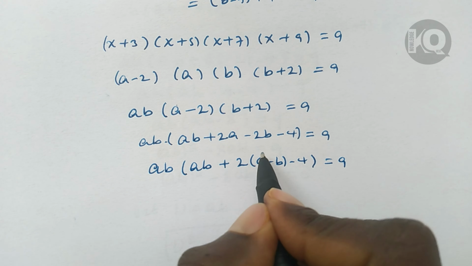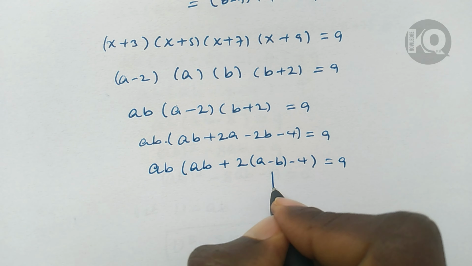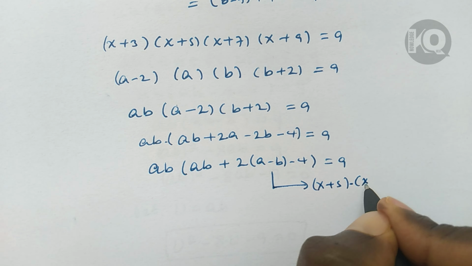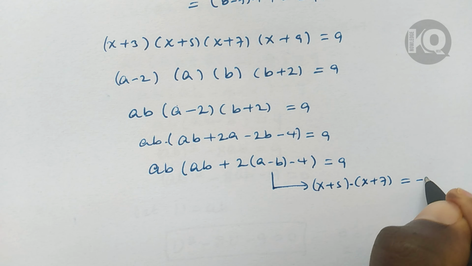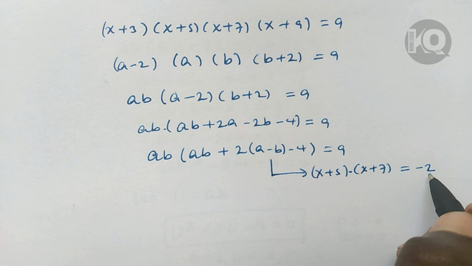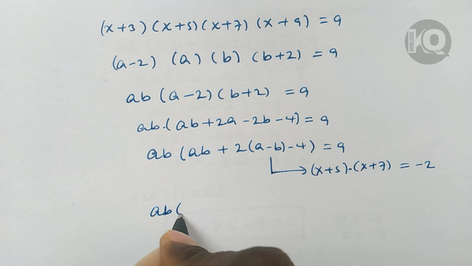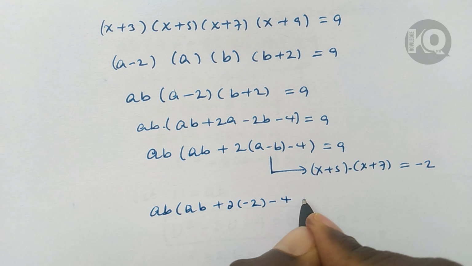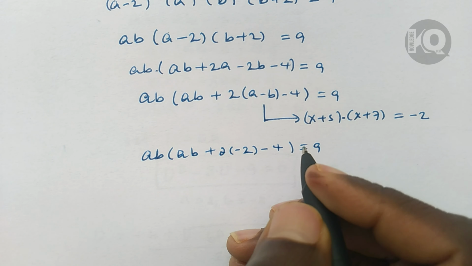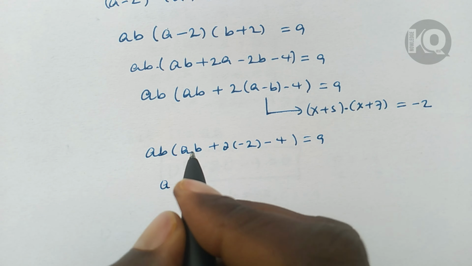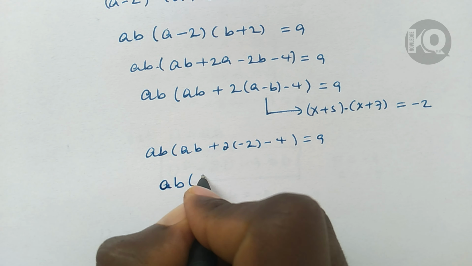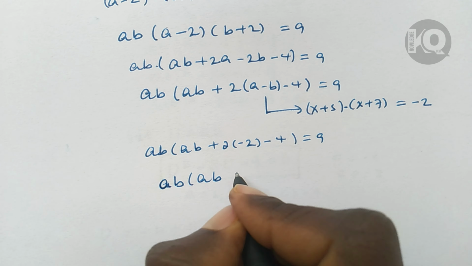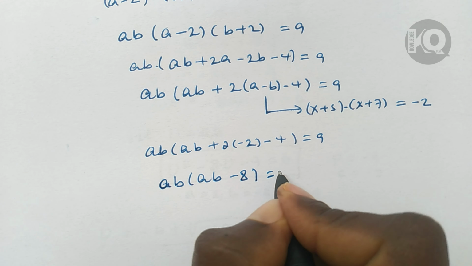So this term can be expressed as 2 times a minus b. But we know that a minus b will be x plus 5 minus x plus 7. Finally, we get minus 2. Then substitute this minus 2 into this equation. That's ab times ab plus 2 times minus 2 minus 4 equal to 9. Then this ab times ab plus 2 times minus 2 minus 4, which is minus 4 minus 4, minus 8, is 9.